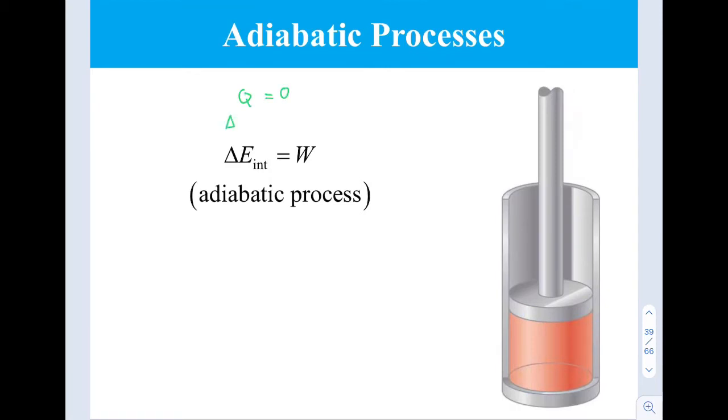Therefore, our first law of thermodynamics, delta E internal equivalent to Q plus W on. So the Q is 0 because the process is done very rapidly or thermally insulated. So there is no Q transfer in or out from the system. So at the end of the day, we are going to have delta E internal equivalent to work done on the gas. This is special for adiabatic process.